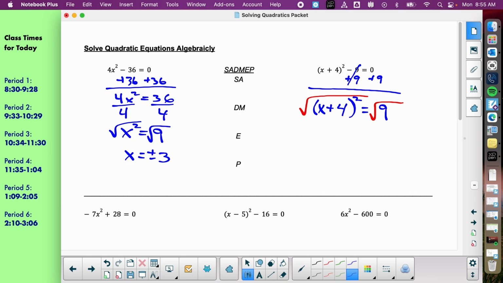What would I write on the left-hand side? Grace? What would I write on the left-hand side if I cancel off that square? Perfect. So basically, we just cancel off the squared symbol only, and x plus 4 is what's left on the left-hand side. And on the right, I would write plus and minus 3.